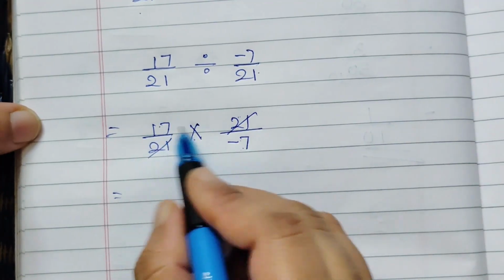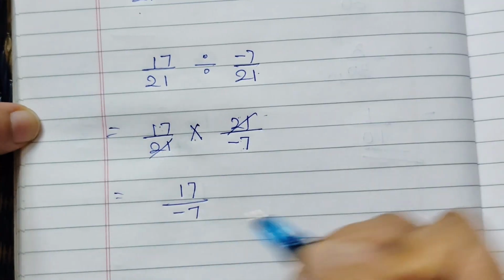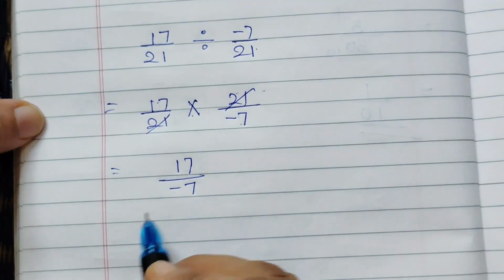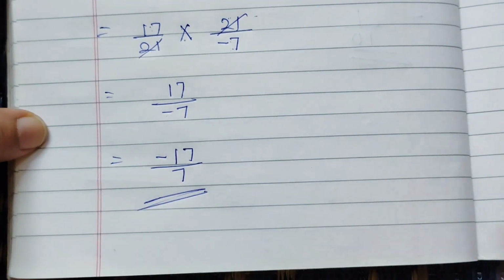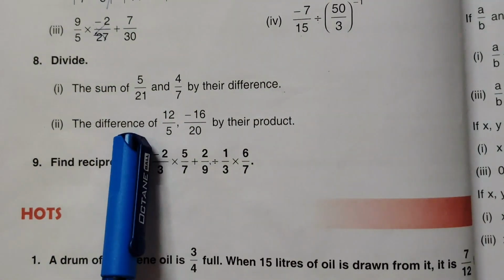So finally what we get? 17 into 1 is 17, and down I have minus 7. Okay, so what I get? 17 upon minus 7. This minus 7 goes up. I will get minus 17 upon 7 as the answer after division. Okay, so now we will move to the next question. Question number 8, second question.